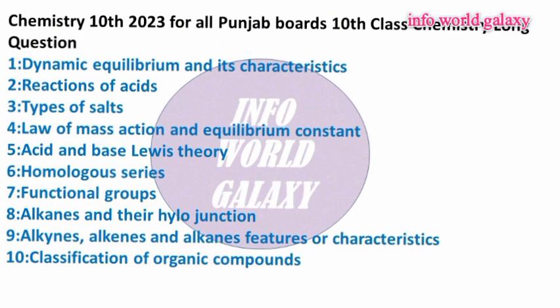6, homologous series. 7, functional group. 8, alkanes and their halogenation. 9, alkynes, alkenes and alkanes features or characteristics. 10, classification of organic compounds.